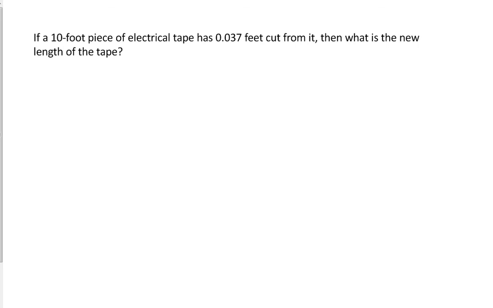If a 10-foot piece of electrical tape has 37 thousandths feet cut from it, then what is the new length of the tape? This problem is telling you it's taking away 37 thousandths of a foot, so this is a subtraction problem. Our problem becomes 10 minus 0.037. When I set it up, 10 has to go on top, even though this number has more place values. In subtraction, it's not commutative.